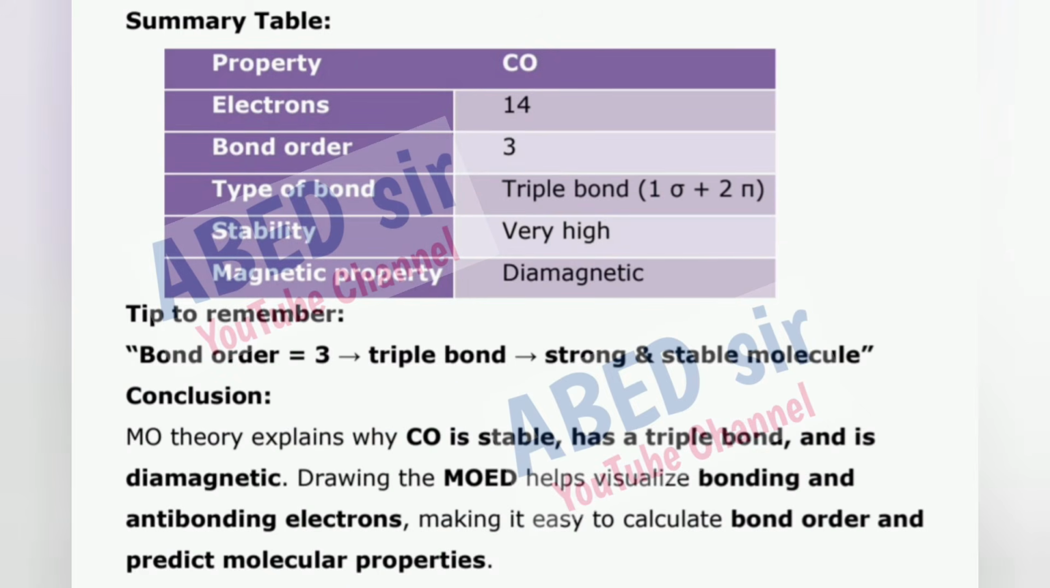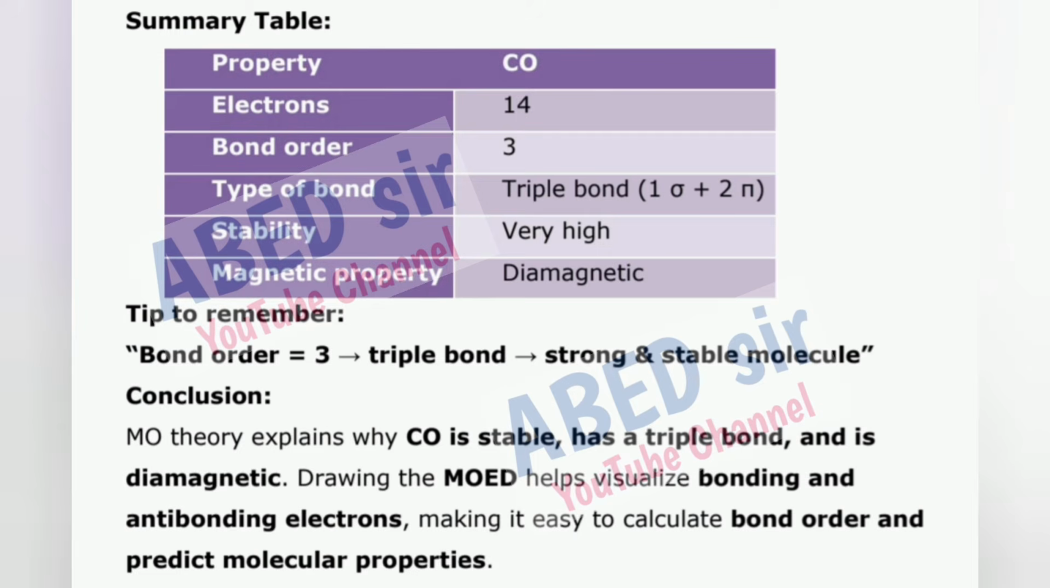Summary table. Property: CO. Electrons: 14. Bond order: 3. Type of bond: triple bond, 1 sigma plus 2 pi. Stability: very high. Magnetic property: diamagnetic. Tip to remember: bond order is equal to 3, a triple bond, a strong and stable molecule.